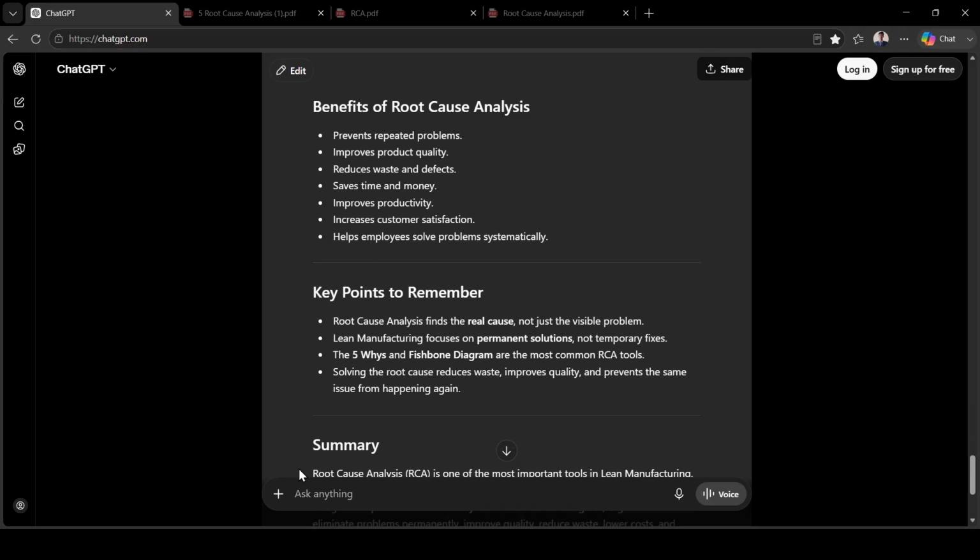Benefits of root cause analysis: prevents repeated problems, improves product quality, reduces waste and defects, saves time and money, improves productivity, increases customer satisfaction, and helps employees solve problems systematically.